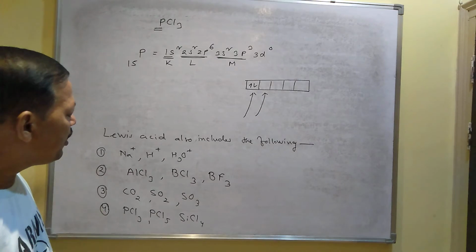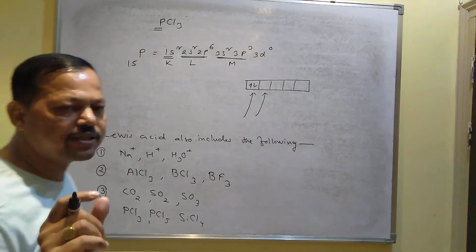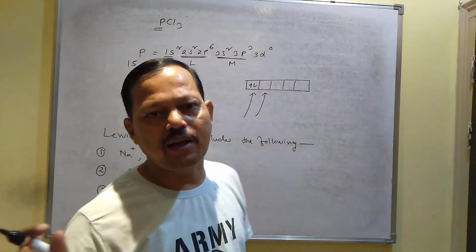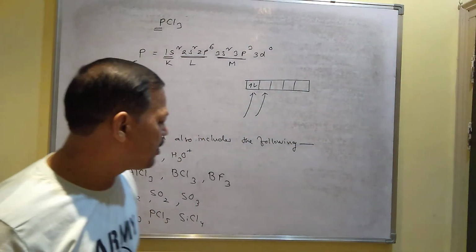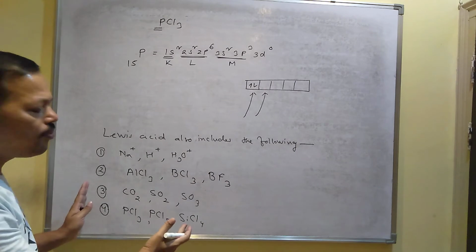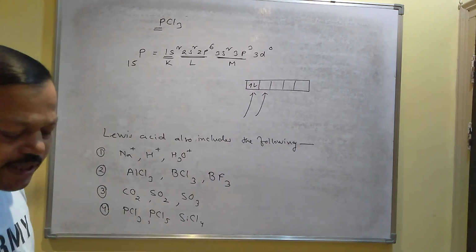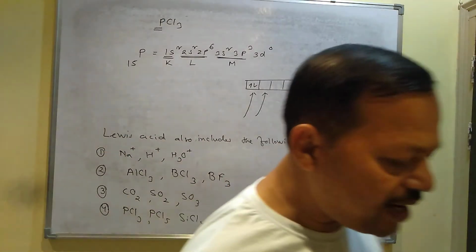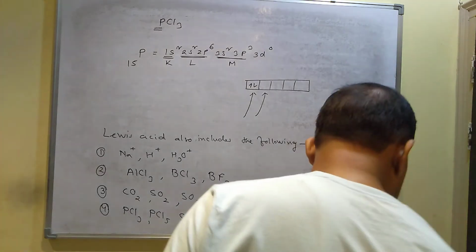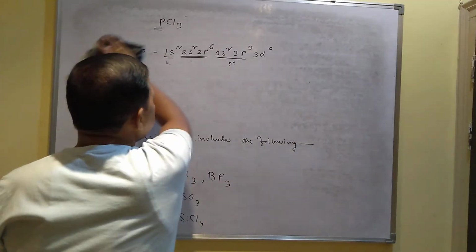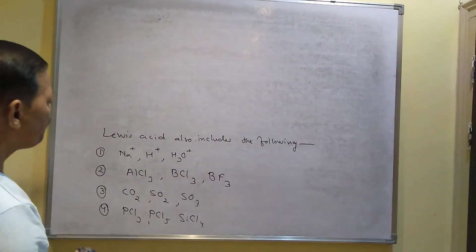I mean the molecule in which the central atom contains some vacant d orbitals, that type of molecule acts as Lewis acid. So these are the examples of Lewis acid. In the exam you will get a question like this: identify the Lewis acids and Lewis bases from the following. So you will get a number of examples, and from the examples you have to identify who will act as acid, who will act as base. So these are Lewis acids.